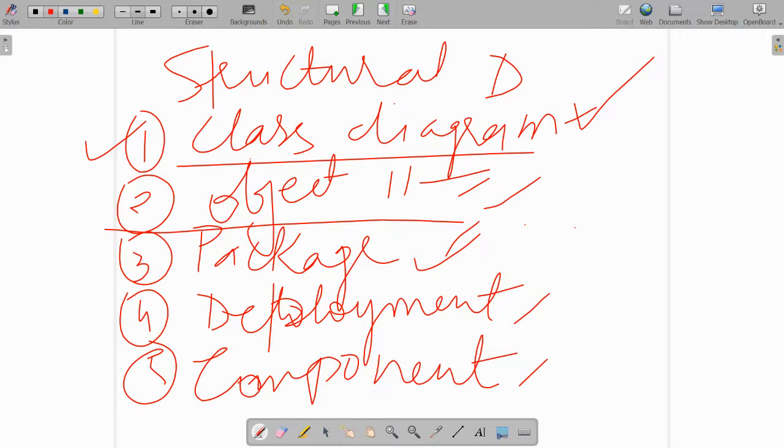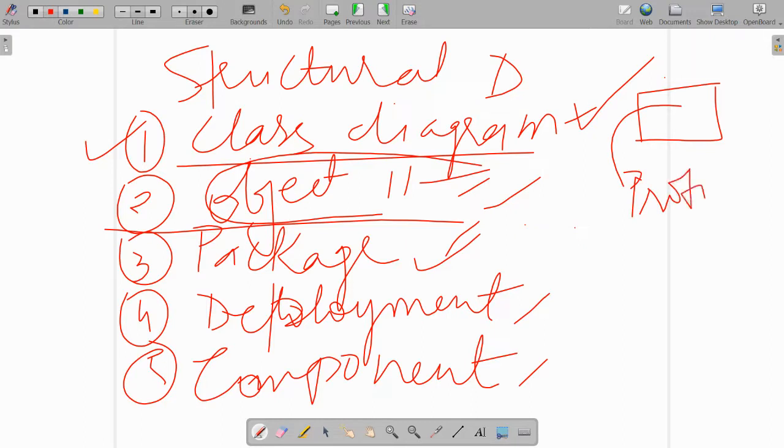They are used to build a prototype of a system from a practical perspective. Now in your object diagram, you will actually be developing a prototype of a system. From this practical perspective, how can we make a prototype? This prototype can be made by using the object diagram. So the object diagram is mostly used to build the prototype of a system from a practical perspective. That is the meaning.